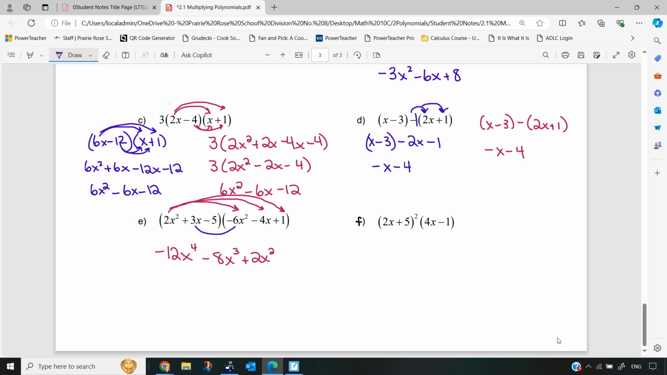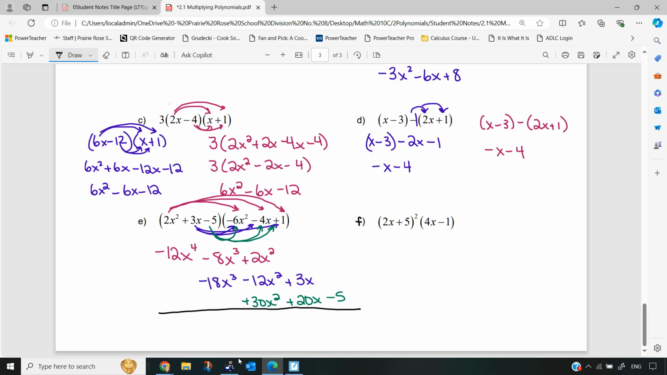So 3x times negative 6x squared is negative 18x cubed. 3x times negative 4x is negative 12x squared. And 3x times 1 is positive 3x. Then for the third term, I'm going to have negative 5 times negative 6x squared is positive 30x squared. Negative 5 times negative 4x is positive 20x. And then negative 5 times positive 1 is negative 5.